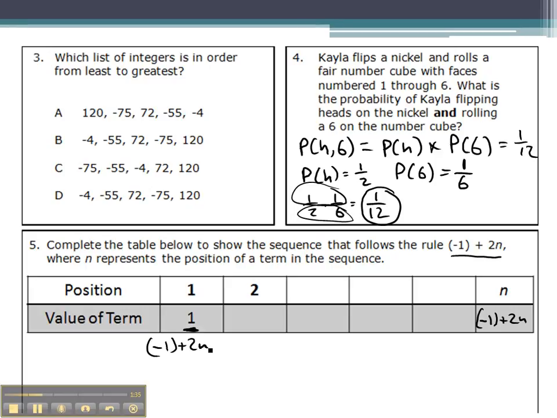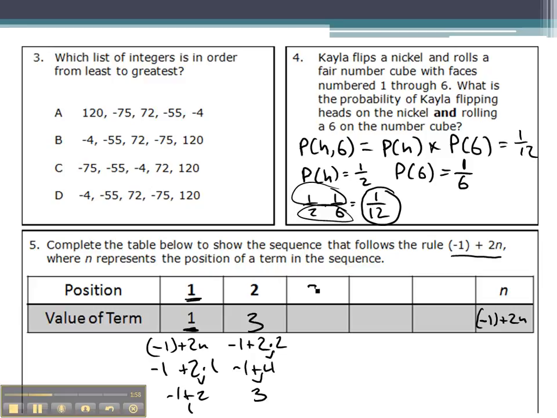-1 plus 2n. If n is 1, so 2 times 1, -1 plus 2 times 1. -1 plus 2 is +1, so that's correct. -1 plus 2n, this time n is 2. 2 times 2 is 4, and -1 plus 4 is 3.